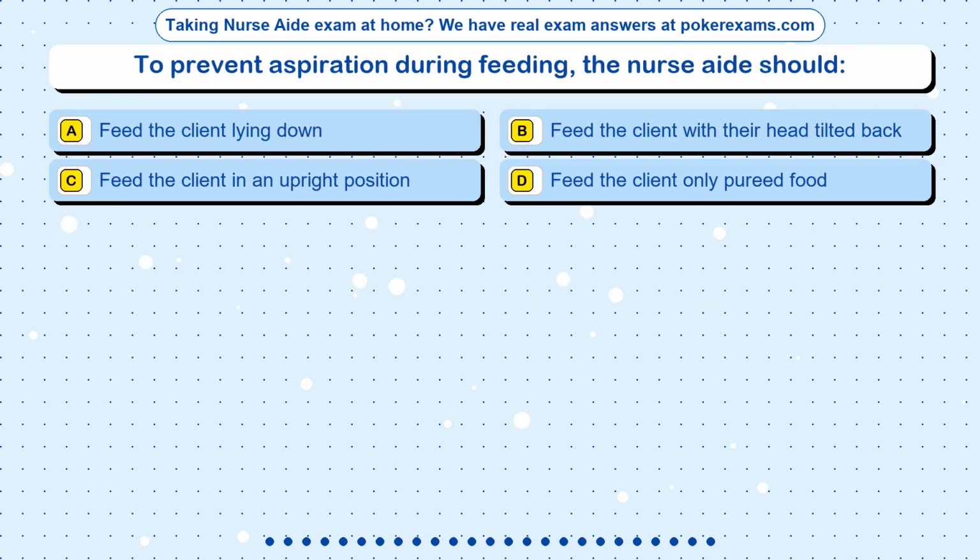Question 13. To prevent aspiration during feeding, the nurse aide should: Option A, feed the client lying down. Option B, feed the client with their head tilted back. Option C, feed the client in an upright position. Option D, feed the client only pureed food.